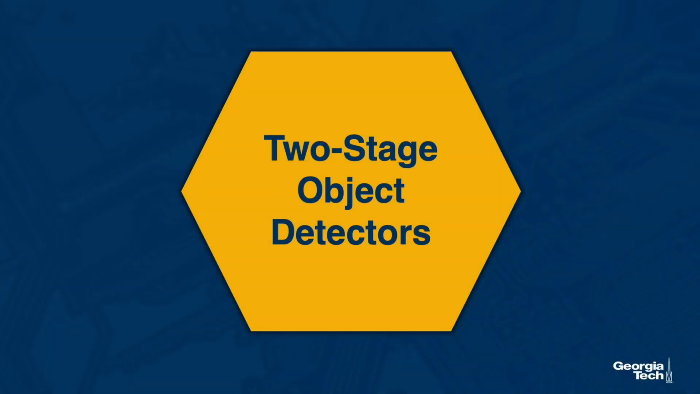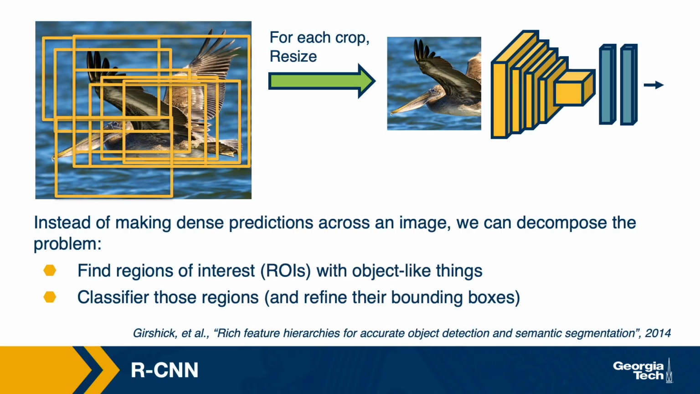In this lesson, we'll talk about two-stage object detection. Unlike the previous ones that we've talked about, here we're going to have two stages. One stage gives us regions of interest, that is, parts of the image that might contain an object. Then we'll have another stage that performs classification and regression to get better bounding boxes. Instead of making dense predictions in a grid across an image, we can decompose the object detection problem into two steps. First, we can find regions of interest, or ROIs, with object-like things.